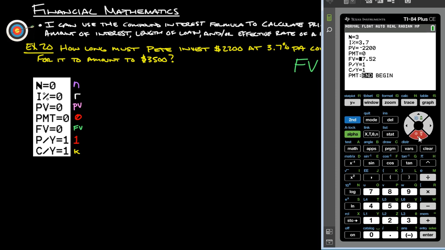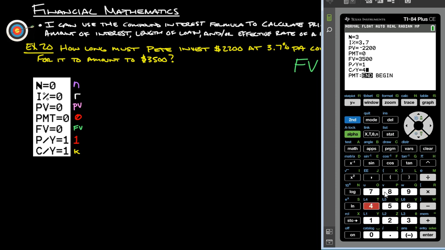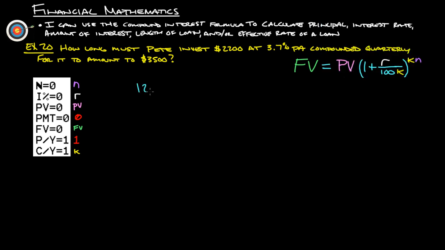Payment we leave as 0. Future value, we want it to be 3,500. Payments per year is always 1, and then compound periods. It said compounded quarterly, so the compounds per year is 4, and we want to solve for the time. So we highlight the time, the n, alpha, solve, and we get it's going to take 12.6 years. Right? So a little over 12 years, 6 months, so probably 12 years, 7 months, something like that.